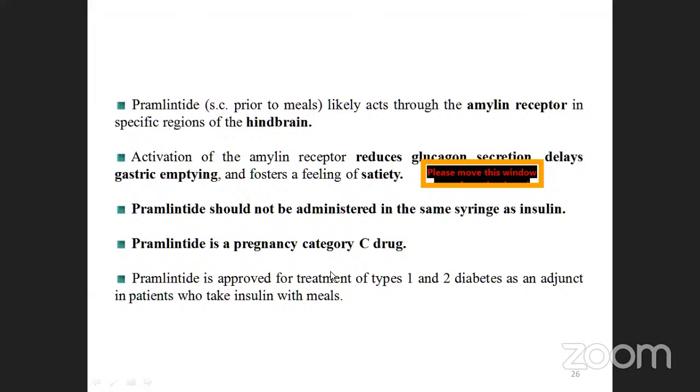Got it? So this is one of the drugs among all anti-diabetic drugs, including insulin, I'm telling you, including insulin, that are all recommended for type 1 as well as type 2 diabetes mellitus. So let us summarize today's class, or the whole anti-diabetic drugs. This is metformin.